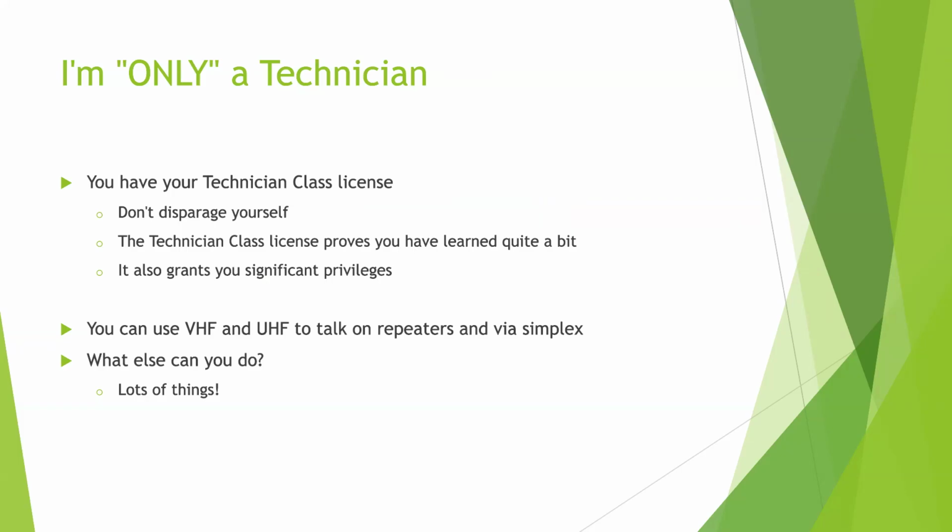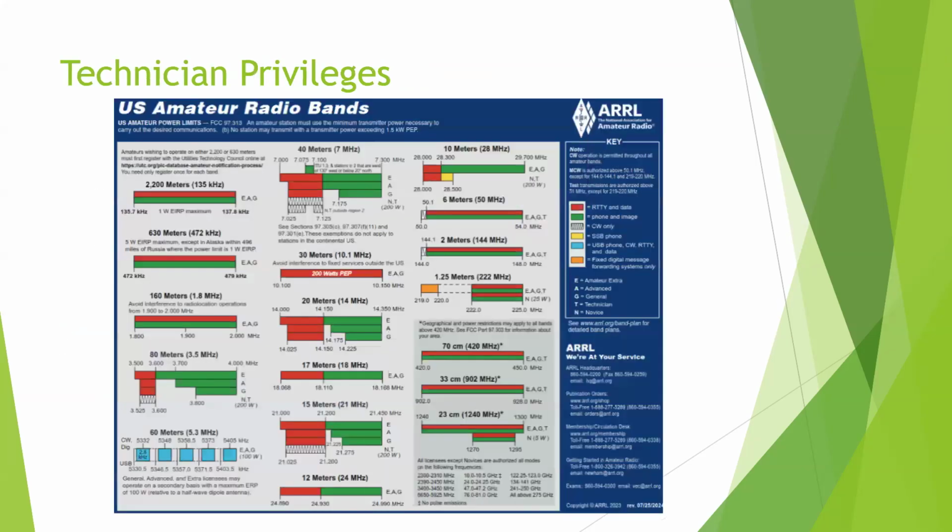We're going to talk about some things in a minute here. But with your technician license, you can use VHF and UHF to talk on repeaters and via simplex. We do that all the time, right? But what else can you do? Well, there's a lot of things that we can do besides just talk on repeaters and simplex. So let's look at the technician privileges.